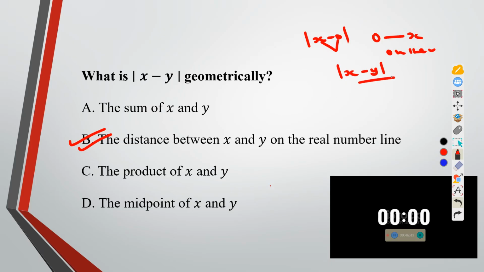So that is how we define the magnitude of any given number geometrically. That is with respect to the real number line. So that is the distance between x and y on the real number line. And that will be the answer.